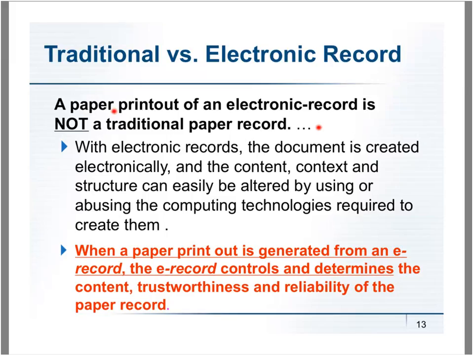But it can't be gone in an electronic record. A paper printout of an electronic record is not, by the way, this is a repeat, you saw this exact sentence before, a traditional paper record. The document is created electronically and the content can be easily altered. But you've got to be sure that all of the original is saved, and it must be time dated, which we'll come back to. When a paper printout is generated from an e-record, it is the electronic record that controls and determines the content, the trustworthiness, and the reliability.